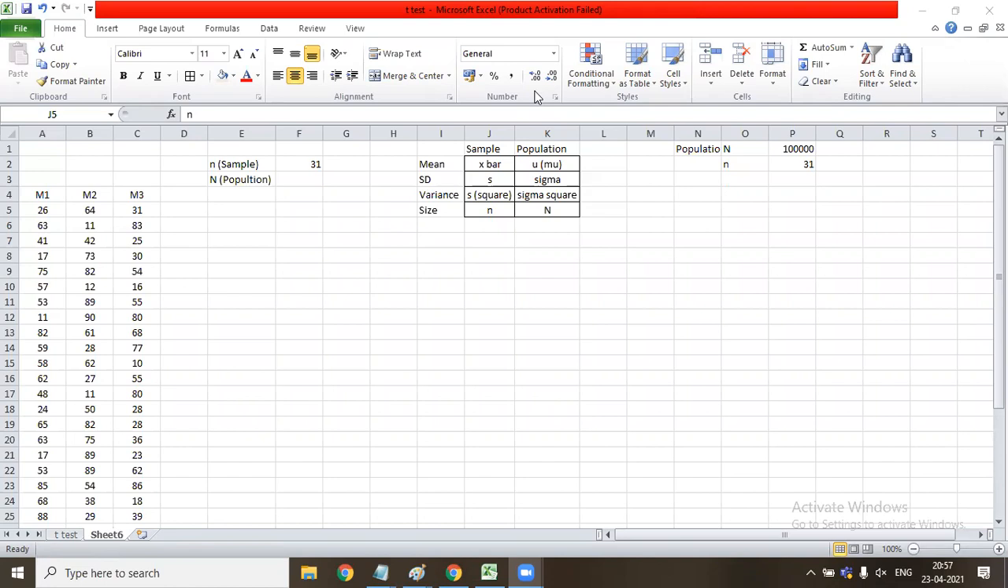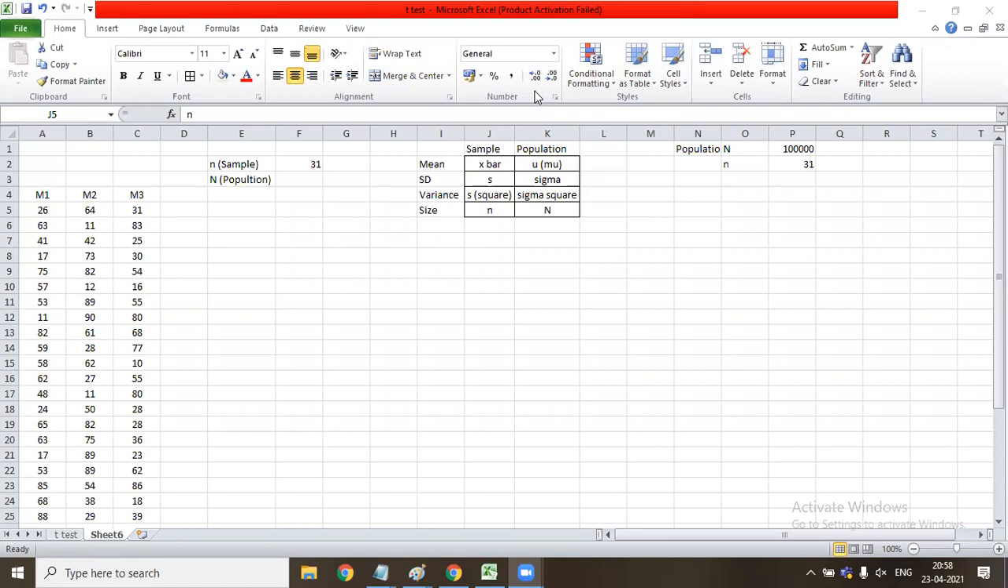Let's take an example. Variance is also called variation. Do you know what standard deviation is? You said yes, because we covered it two days back. Standard deviation is how much on an average every value deviates from the mean. Now the square of it is variation.